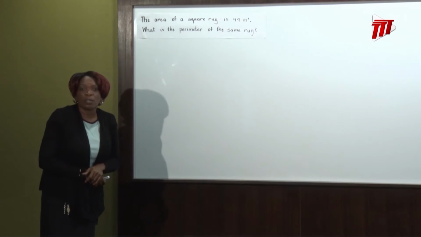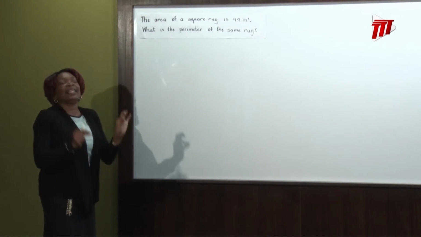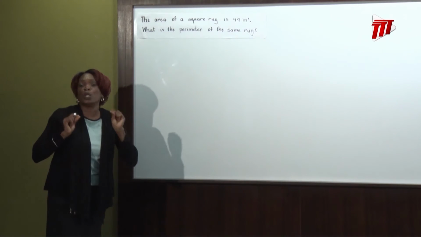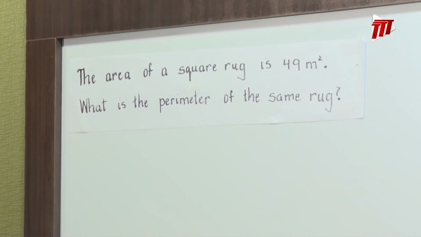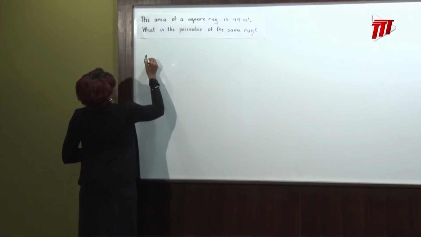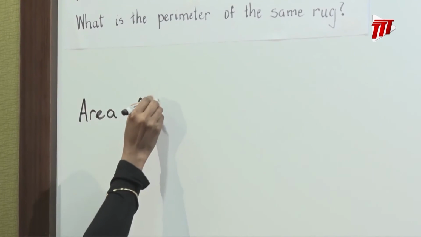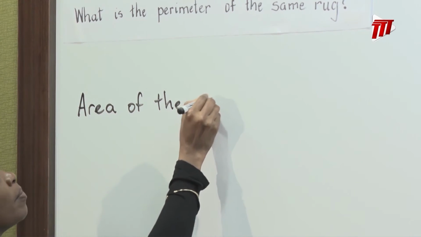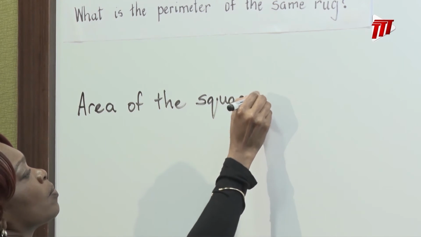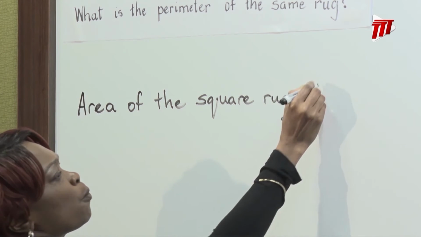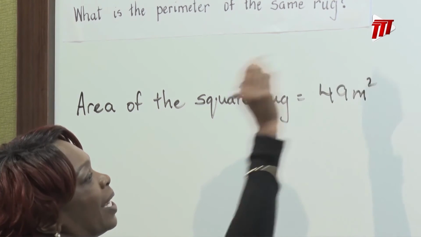Are you confused? Why? No. Let us start with what we know. What information is given there? The area of a square rug is 49 meters squared. The important word is square. Are you seeing it? So let's pull out that information. So the area of the square rug is equal to 49 meters squared.